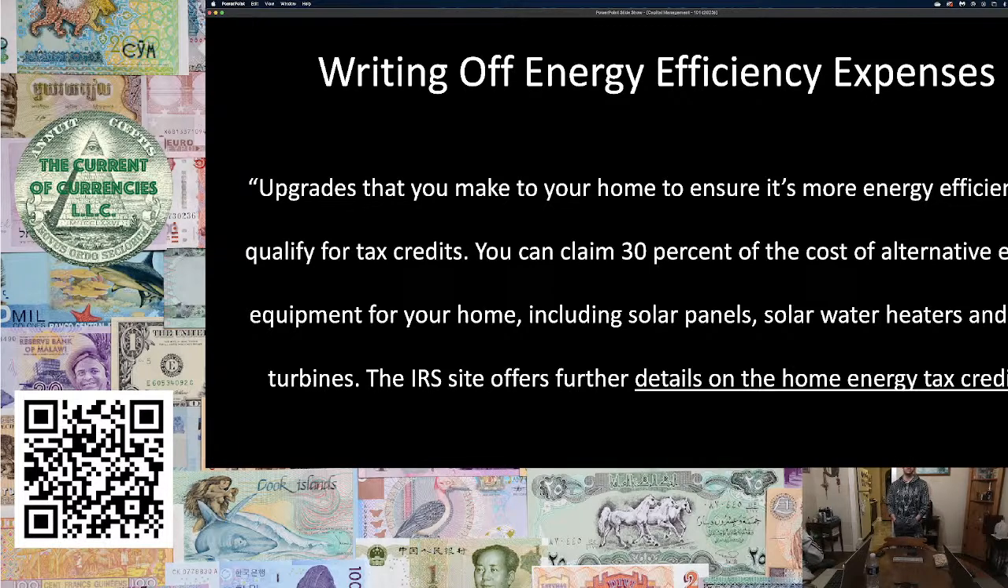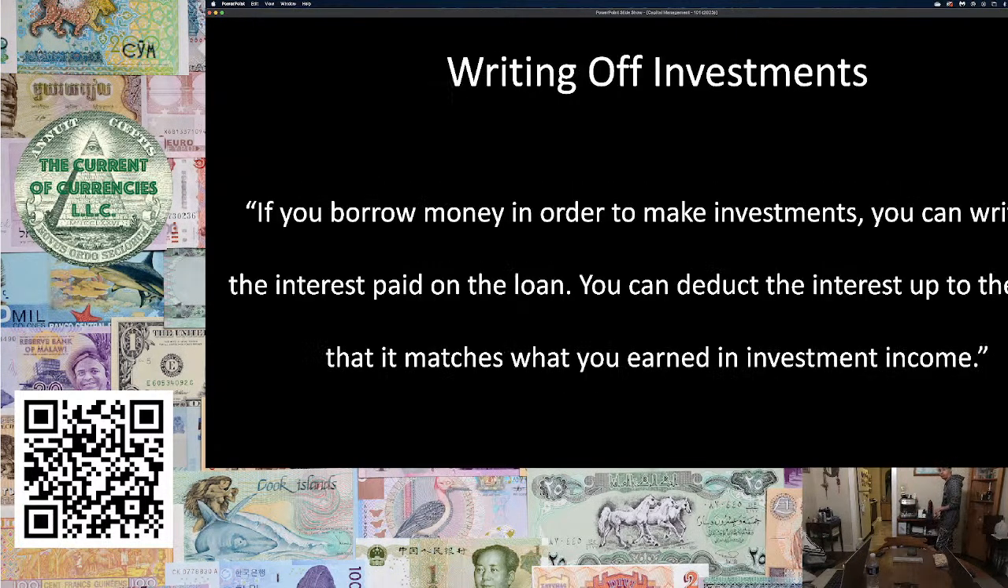You can claim up to 30% of the cost of alternative energy equipment for your home, including solar panels, solar water heaters, and wind turbines. The IRS site offers further details on home energy tax credits, and believe me, there are tons right now because of the whole ESG movement. So another to look into for sure, especially if you own a home or eventually want to own a home.